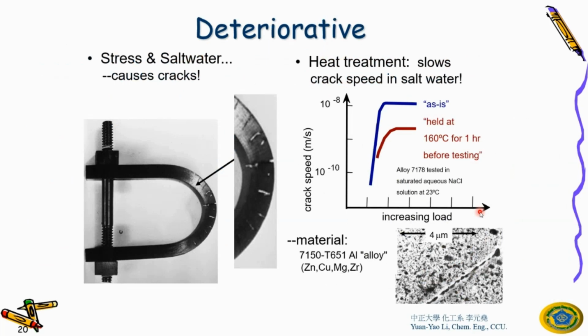Okay, the final one is deteriorative properties. So you will see that when you put these things in salt water, the salt water will damage the metals, and they crack, and a kind of corrosion happens. So this is a kind of chemical property.